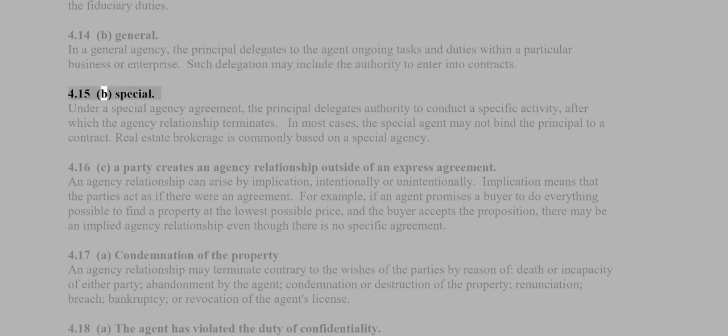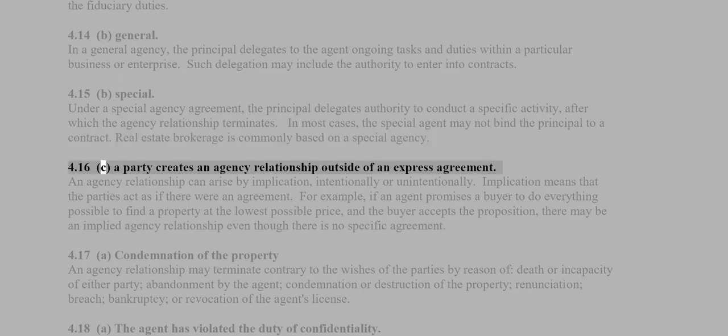4.15 b. Special. Under a special agency agreement, the principal delegates authority to conduct a specific activity, after which the agency relationship terminates. In most cases, the special agent may not bind the principal to a contract. Real estate brokerage is commonly based on a special agency.